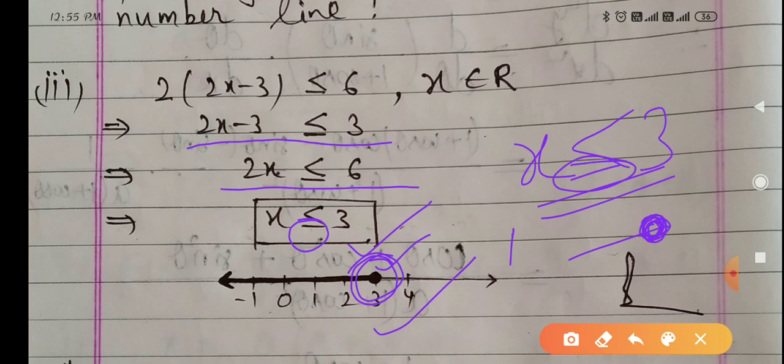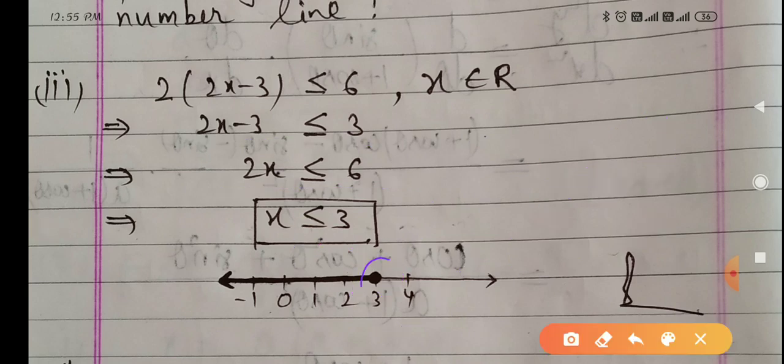And for all the numbers less than 3, you can see this part, before 3 all the part with the arrow I have darkened. Before 3 all the numbers, or we can say all the part of the number line with the arrow, I have darkened, because it is the case of real numbers. So every part you have to darken. So like this is the solution of the first question, third part inequation.